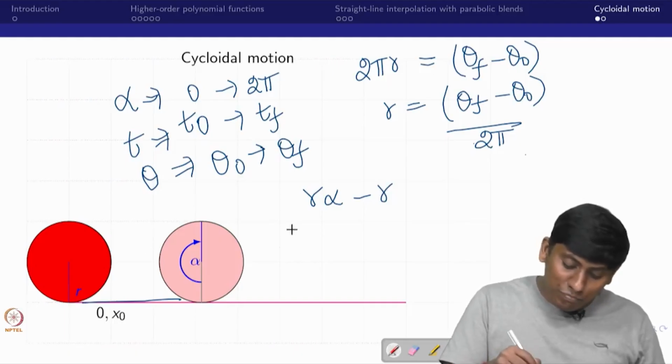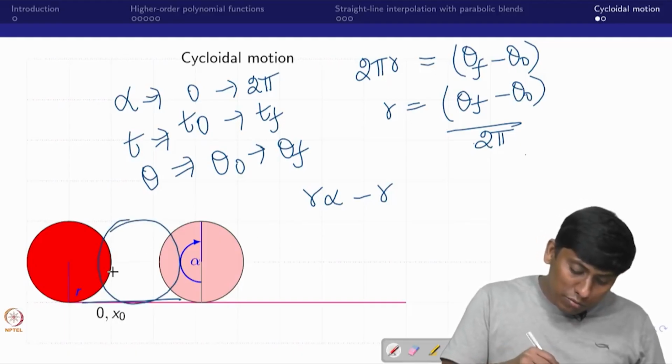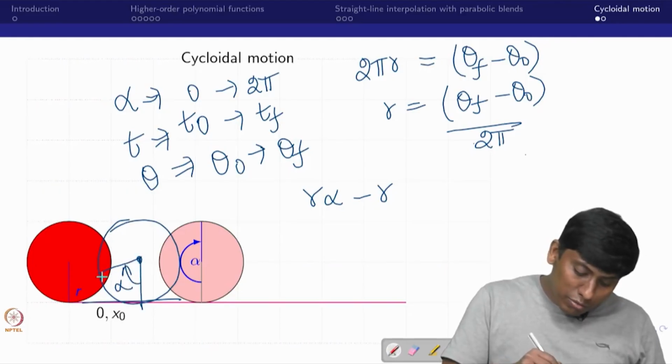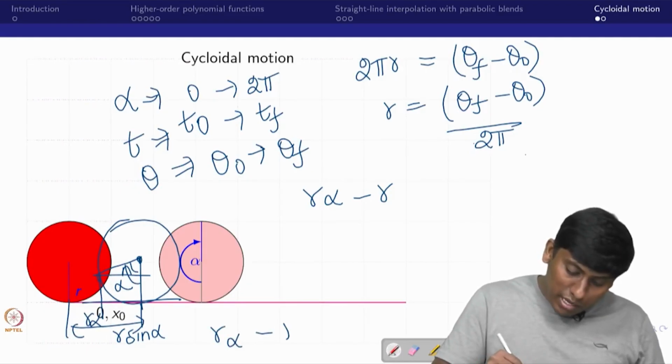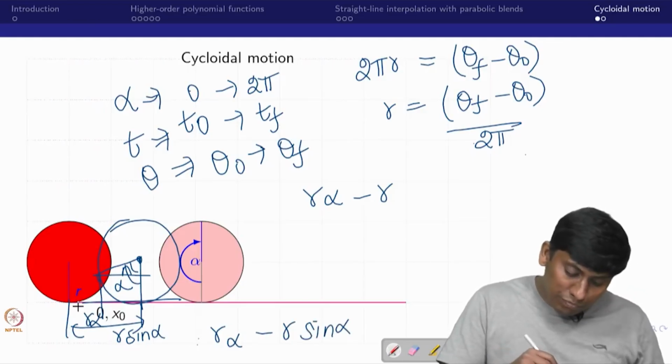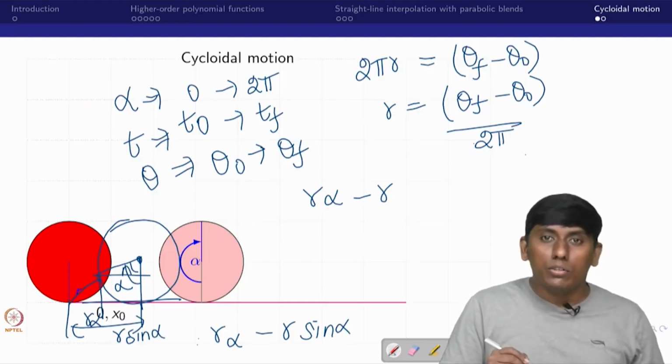To understand this, I am taking another curve where it has traveled some alpha. Now what would be this? You can see this is alpha, so this would be r sin alpha. And what is the distance covered here? This is r alpha. So r alpha minus r sin alpha would be the distance moved from here to here. That way we will relate.